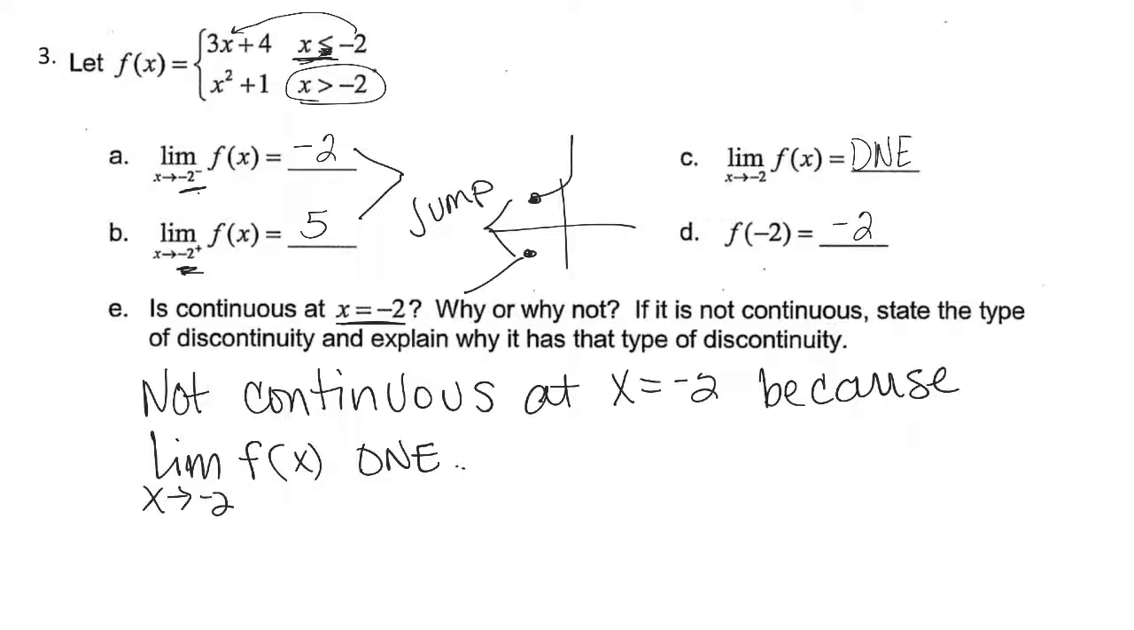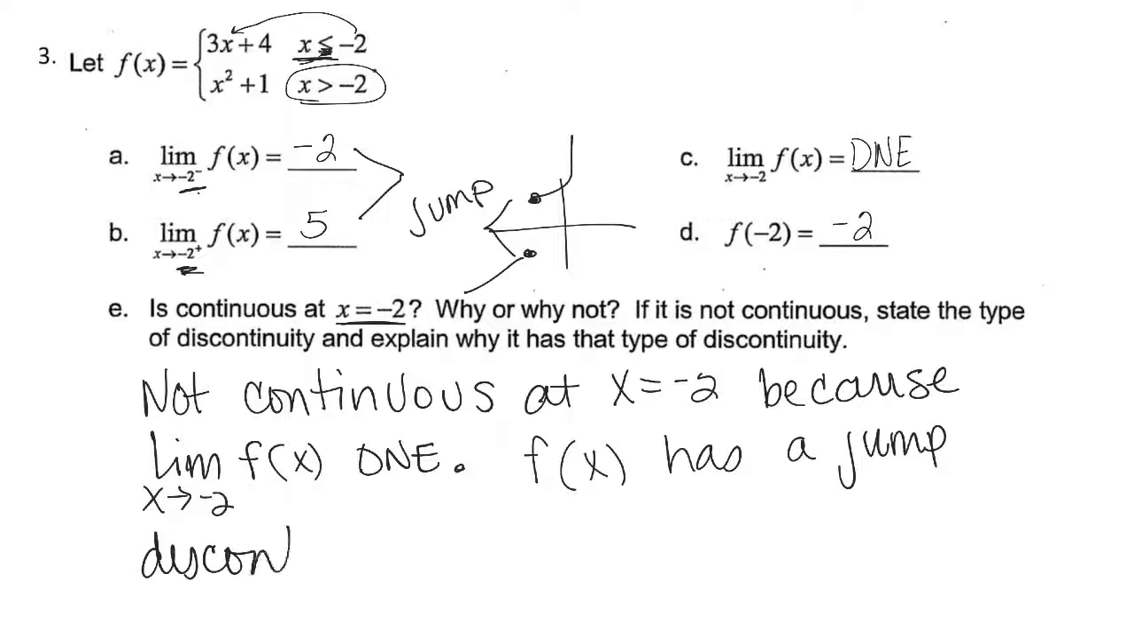So here, this type of discontinuity: f of x has a jump discontinuity at x equals negative 2. All right, moving on.